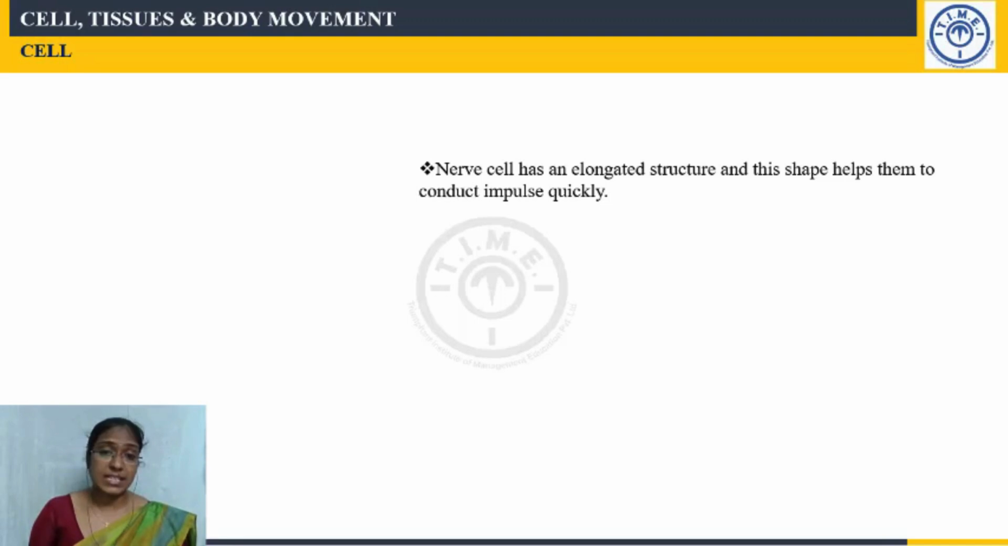What is meant by impulses? That is, when we respond to a stimulus, it is transmitted from one cell to another cell in the form of impulses, in the form of positive and negative ions. So when we respond to a stimulus, it travels in the form of impulses. That is the function of a nerve cell.